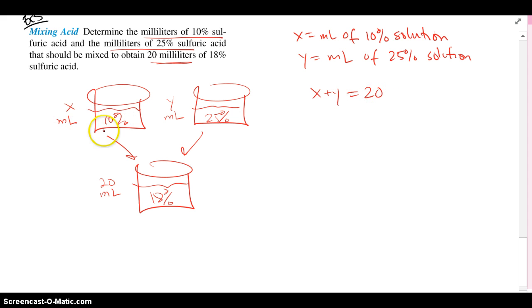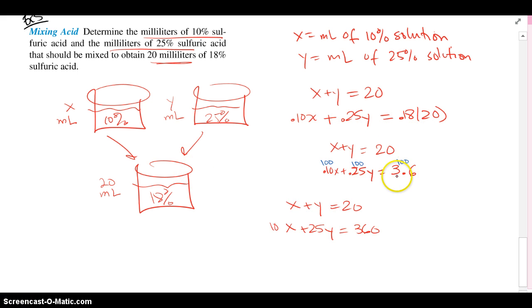And also the pure concentration amount: the x milliliters is at 10% concentration, the y milliliters is at 25% concentration, and the 20 milliliters that's final has an 18% concentration. So there's my second equation that gives me the pure milliliters of this acid. So we multiply the right side, and then I want to get rid of these decimals. So I get my two equations, x plus y is 20 and 10x plus 25y is 360.